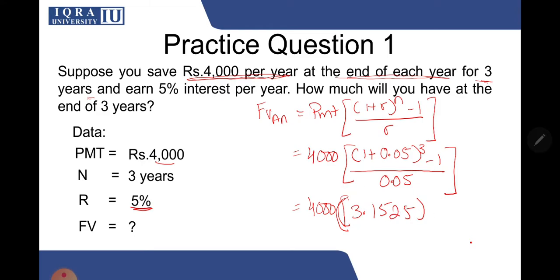So again, this value in the bracket is called the future value annuity factor. I've said this before as well, I'm repeating it once again. Future value annuity factor. Now if you multiply this, you get the future value annuity.